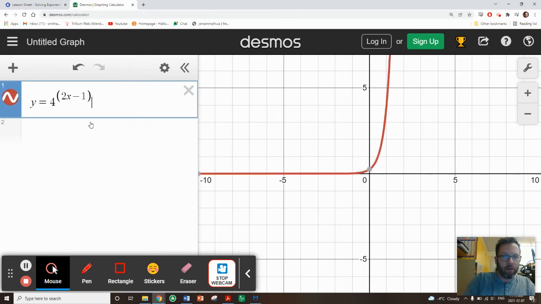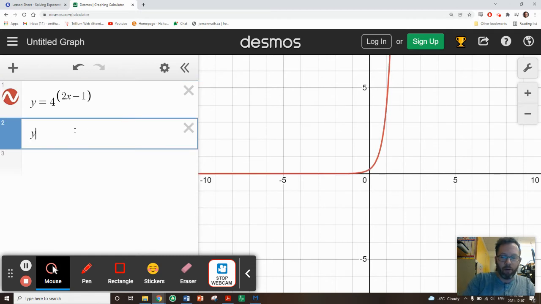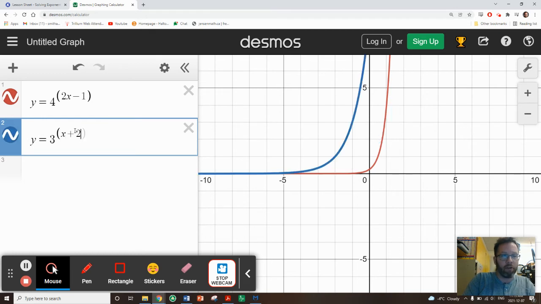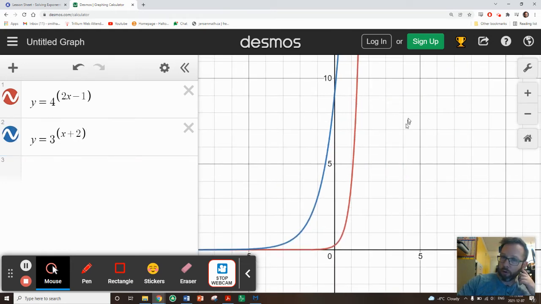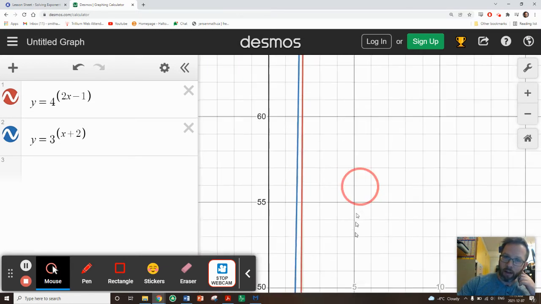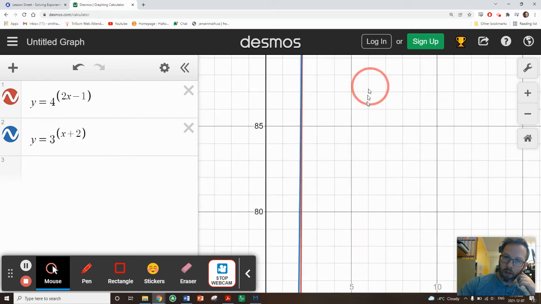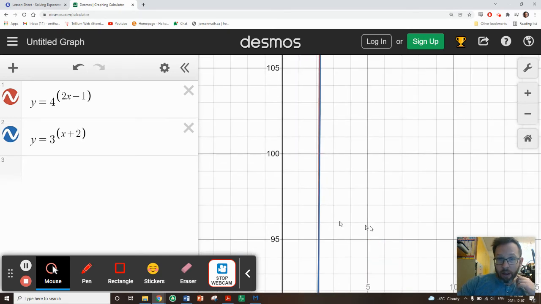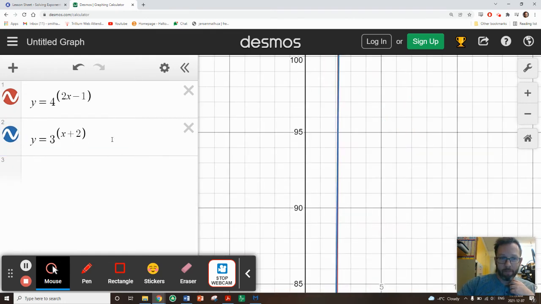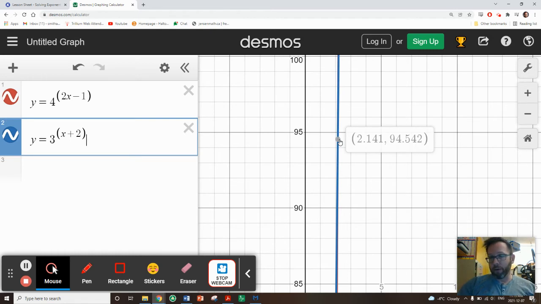Plus 3, excuse me. And then for my next function, I'm going to graph the right-hand side, 3 to the power of x plus 2. All right. So our solution was at about 2.14. So I'm just going to kind of scroll up. Eventually we'll get there. Okay, so usually if you click on one of these, it's going to show you a gray dot where they meet. And here we go, 2.14. So it looks like we did a good job.